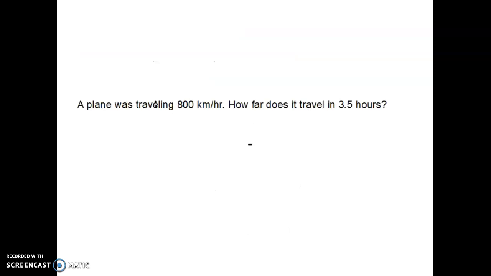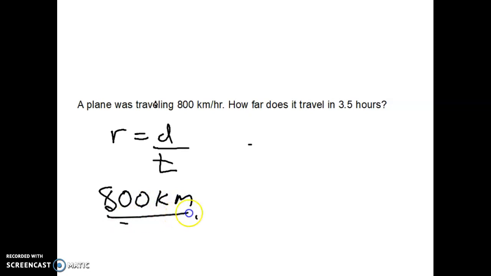Simple problems in this chapter as well. Just remember that rate is equal to distance over time. The plane is going 800 kilometers per hour. The hours are going to cancel, and we're going to know how far the plane went.